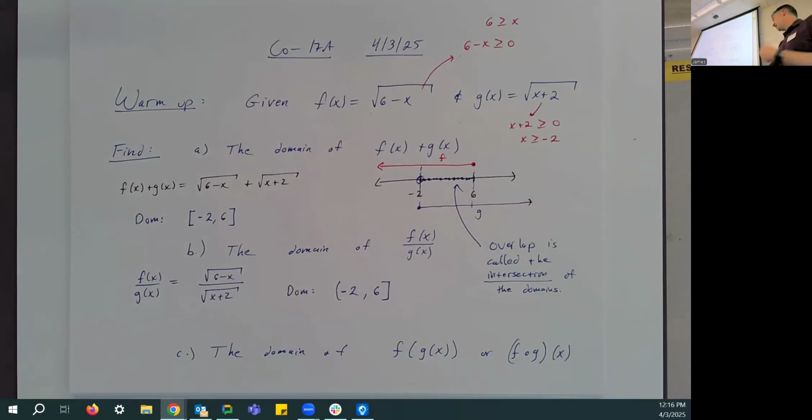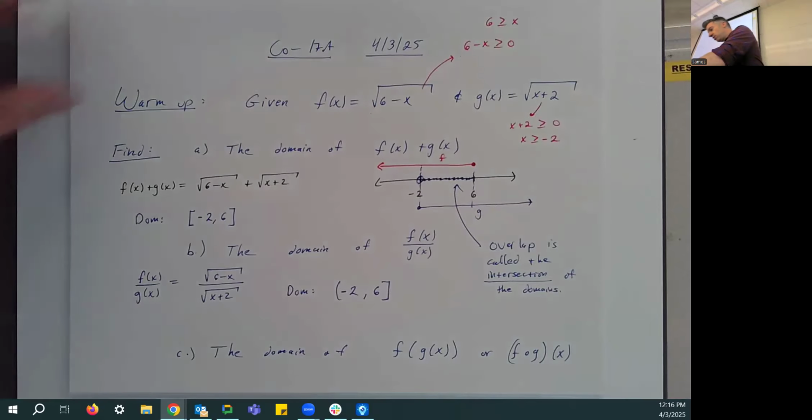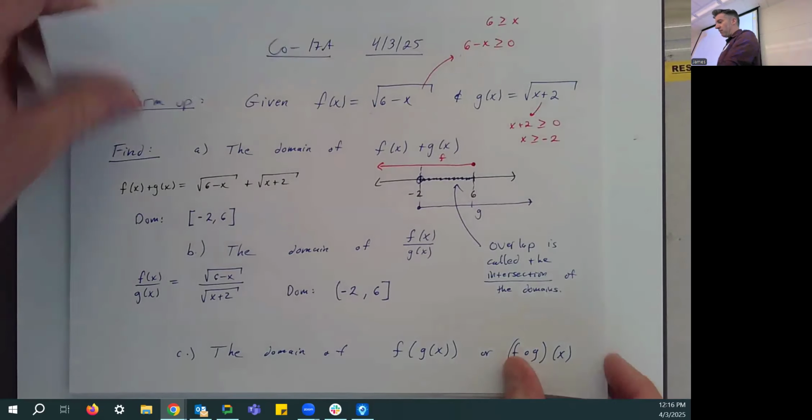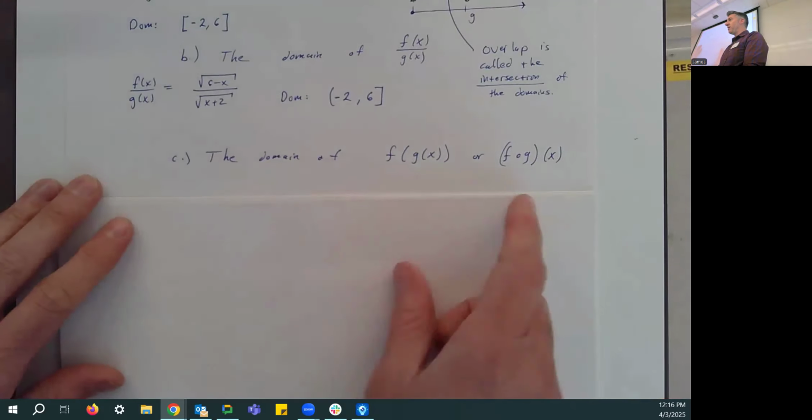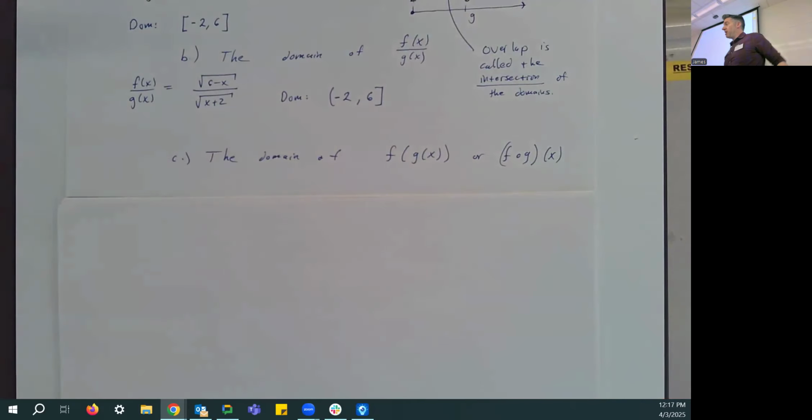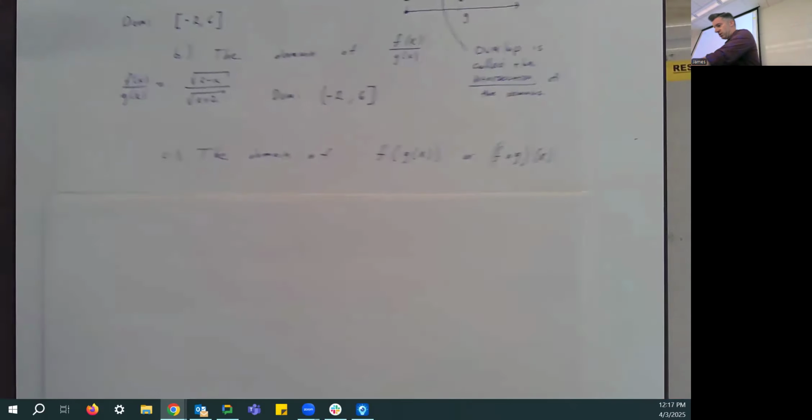There's probably questions about the last one here, because this last thing is a different way of combining the functions than adding, subtracting, multiplying, or dividing. This is the composition of functions, f of g of x. As I read this, I think of, oh yeah, question. Sure.